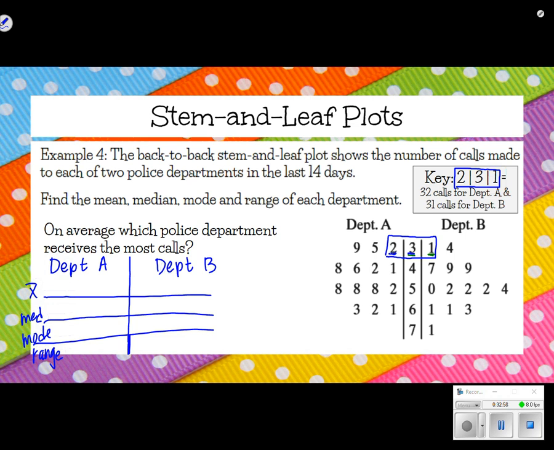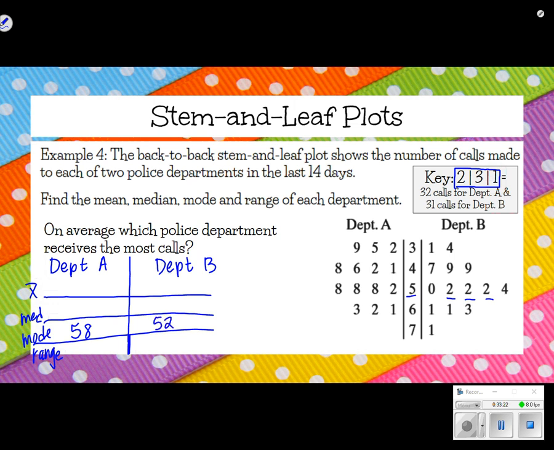Okay, so let's go ahead and get the mode for Department A. We want the one that happens the most, and I see 3 8s right here, so that's going to be 58. All right, let's look at the mode for Department B. I see 3 2s right here, so that's going to be 52.